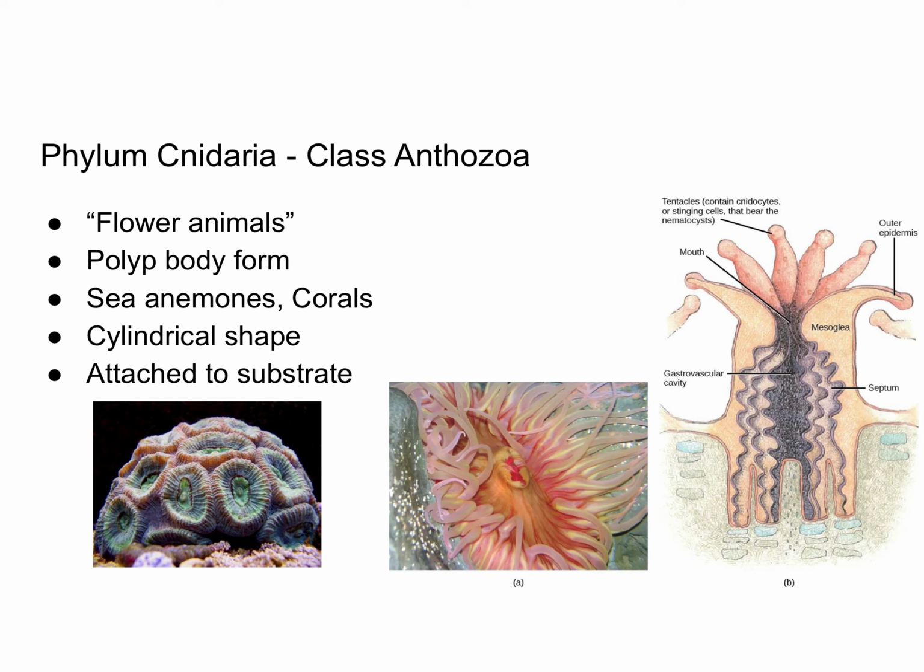Class Anthozoa includes these animals that are called flower animals. That's where the name comes from. They have this polyp body form, and it includes those sea anemones and corals. This is a coral right here, and this is a sea anemone. They typically have a cylindrical or round shape to them.